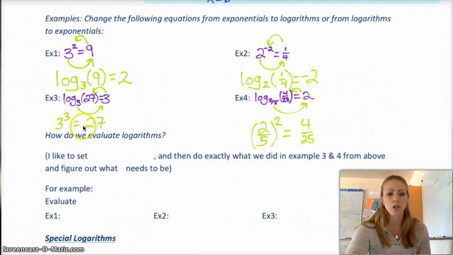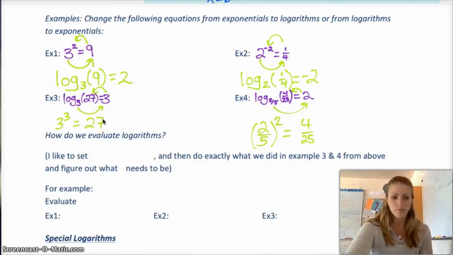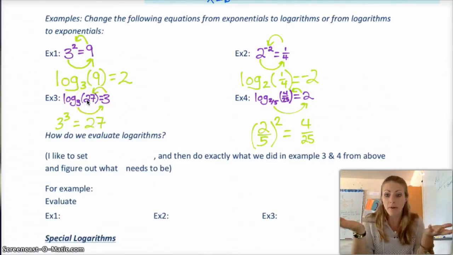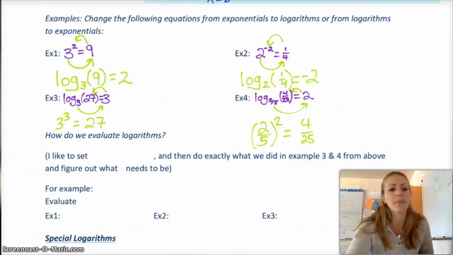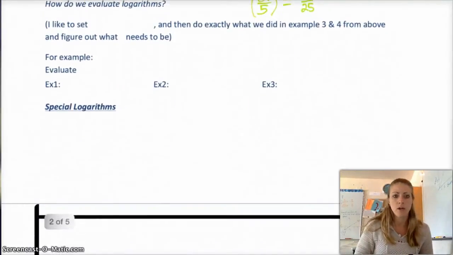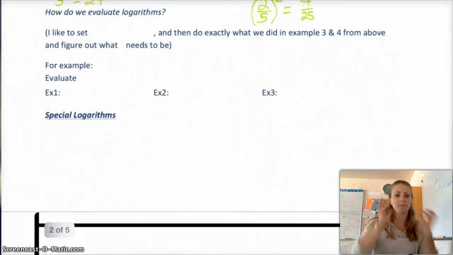So basically what the log is doing is it's asking the question, 3, the base, 3 to what power equals 27? And that power is the answer to the log, okay? So that then moves us into the next type of problem, which is evaluating logarithms, okay?